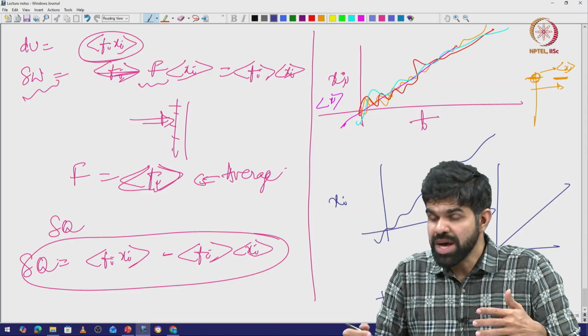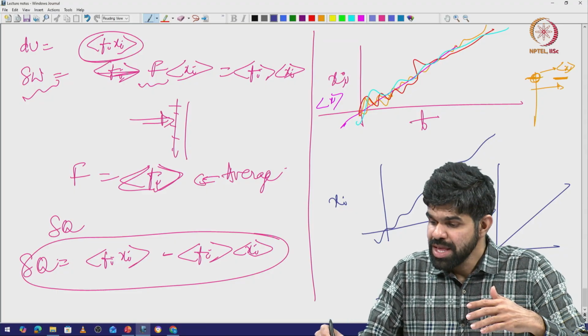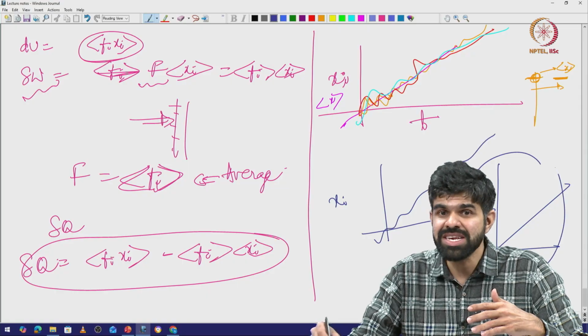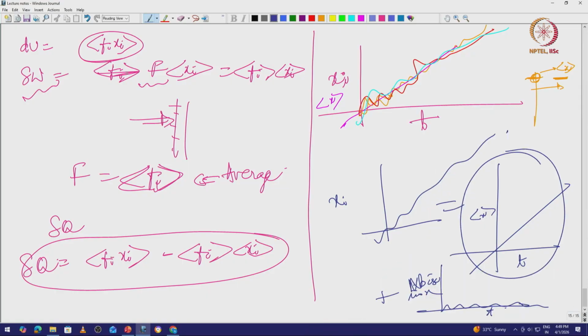Now, the work done actually tells me only this part, right. This is an average motion. So, work done on an average moves the piston, right. So, this is a coherent form of energy transfer from gas to the piston.